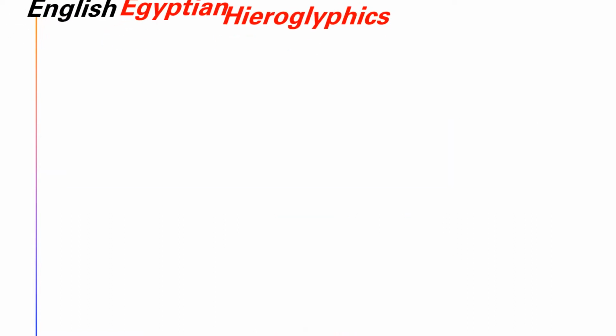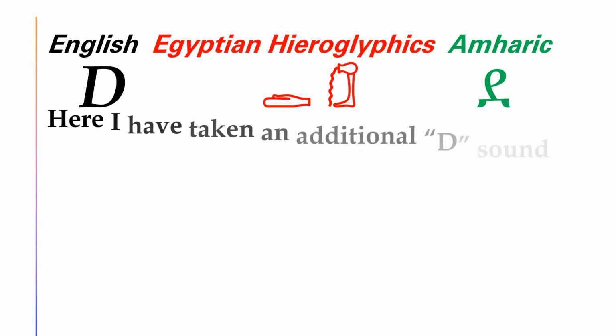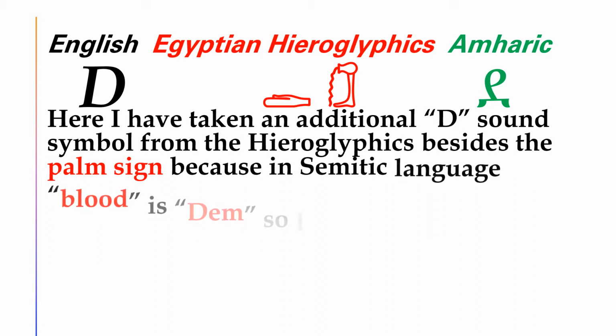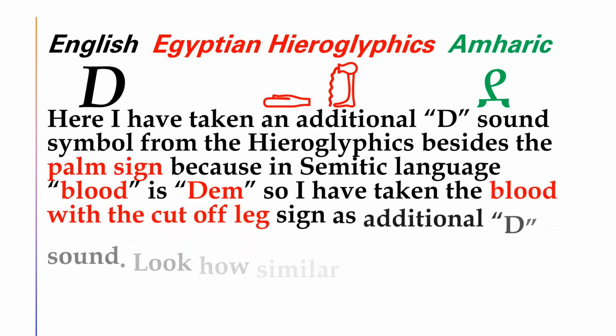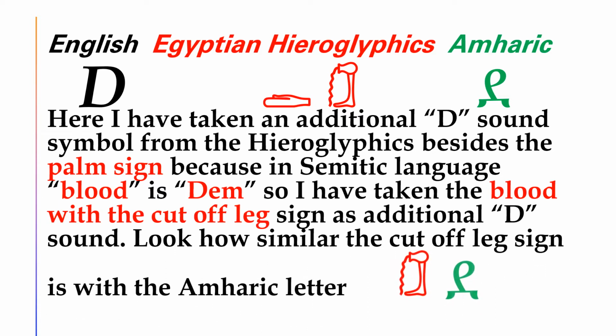The next one is the D sound. As you can see, I have taken the sign of the palm and a cut off leg with blood coming out. This is because in Semitic language, blood, we call it dam. So it starts with a D sound. And the palm of the hand, in Amharic we say medaf.